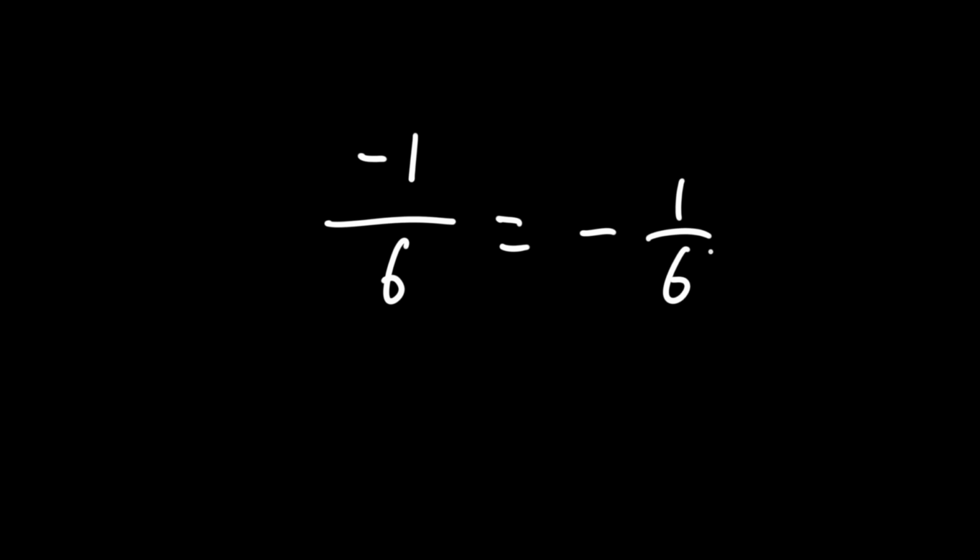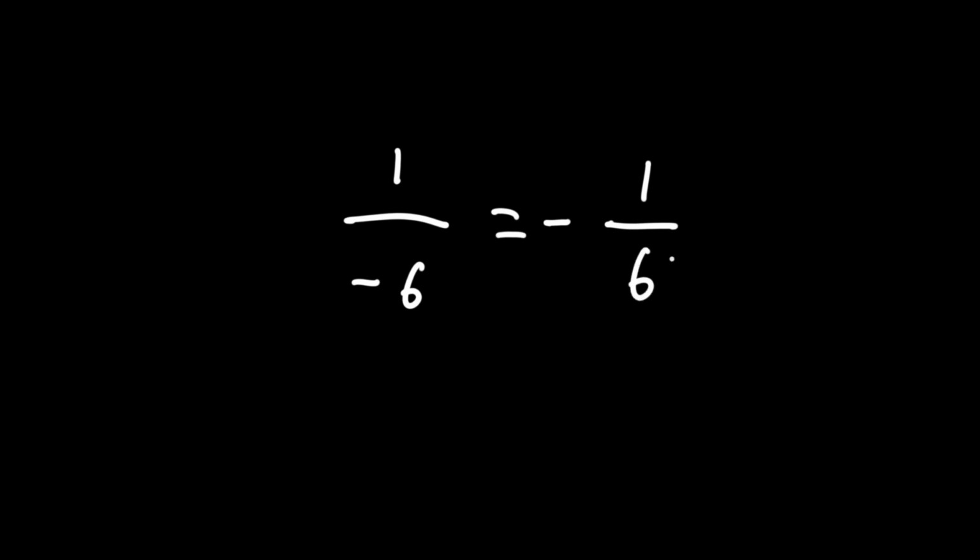Let's talk a little bit about negative fractions. If the numerator is -1 and the denominator is something positive like 6, the entire fraction is negative. But if the numerator is negative and the denominator is negative, the negative signs cancel out. So that means the final answer is positive 1 over 6.